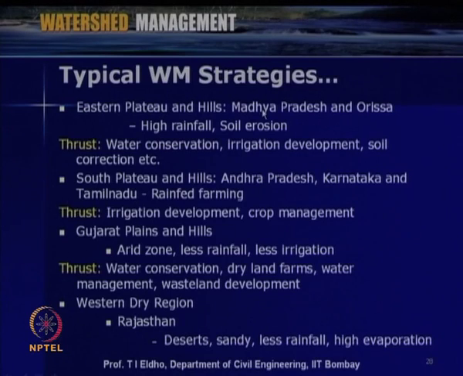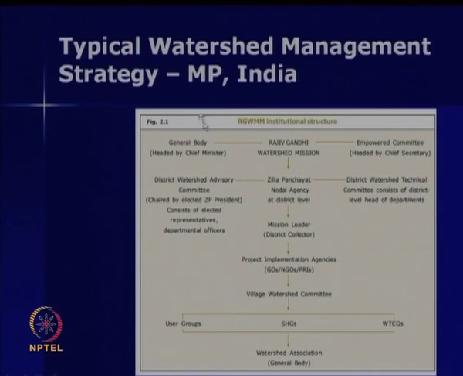For the eastern plateau hills like Madhya Pradesh, we have to go for water conservation. For the south plateau hills, we have to go for rain-fed farming, so the thrust will be irrigation development and crop management. For the Gujarat region, which is an arid zone with less rainfall, we have to go for water conservation, dry land farming, water management, etc. For the western dry region like Rajasthan, we have to go for what we discussed today for dry land management, so water harvesting and other related issues.